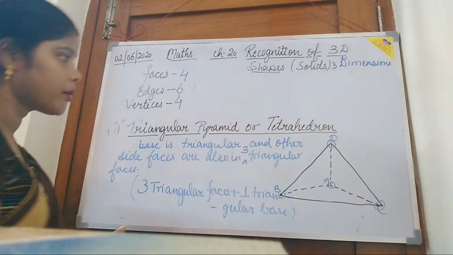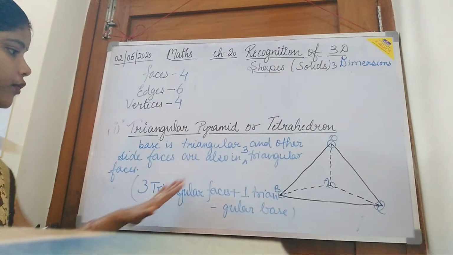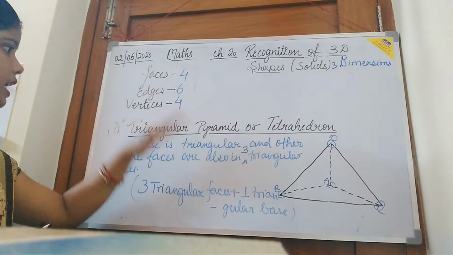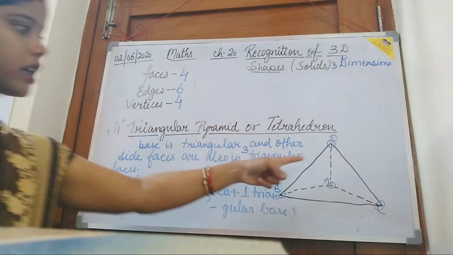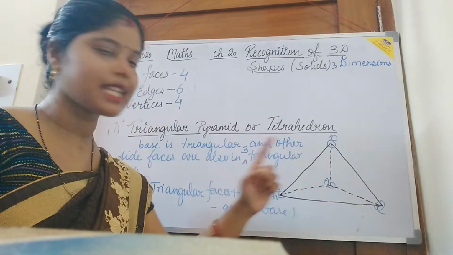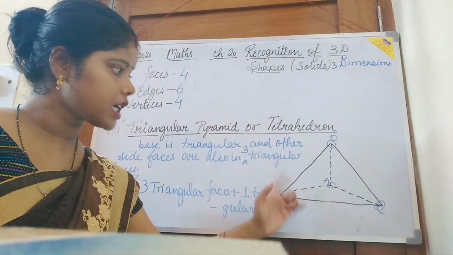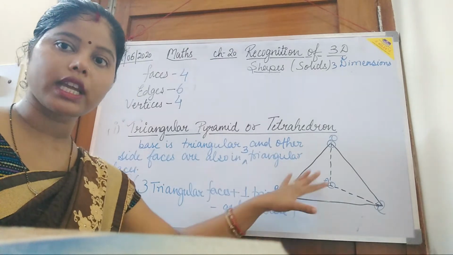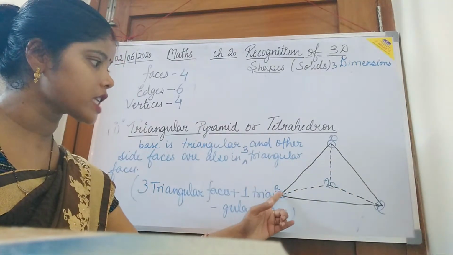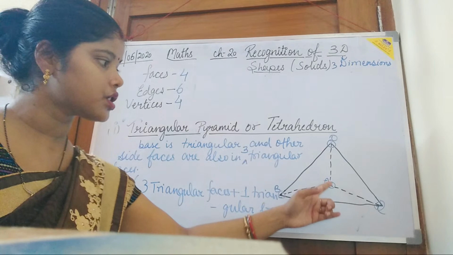So a triangular pyramid or tetrahedron has 4 faces, 6 edges: 1, 2, 3, 4, 5 and 6. How many lines have you seen in this figure? 6. That forms its edges. So it has 6 edges and how many vertices? 1, 2, 3 and 4.